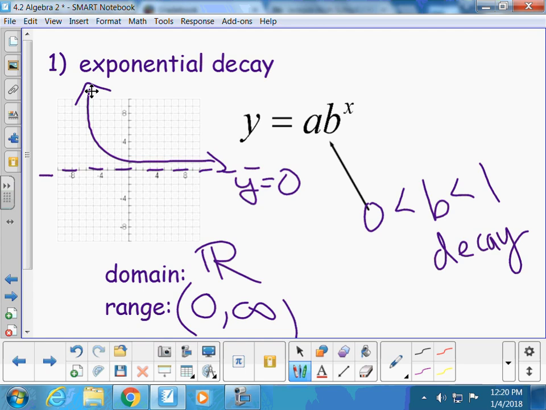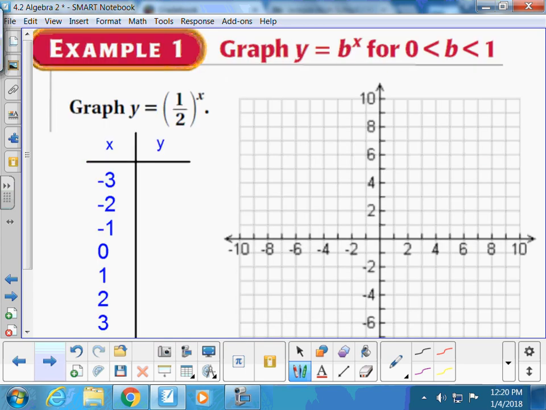Okay, do you have your calculators ready to rock? Go ahead and type this equation into the graph, and then we'll fill out the table. So our growth factor is 1/2, so this will be decaying for sure. The values will be getting smaller.